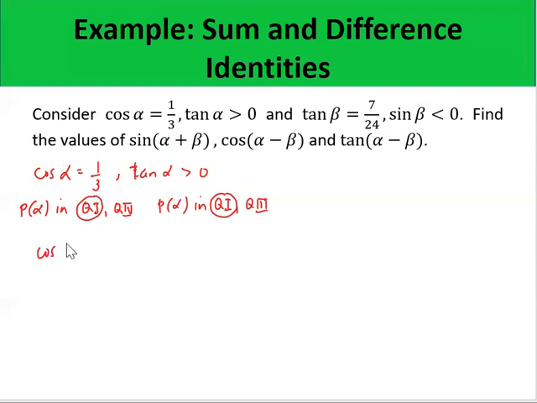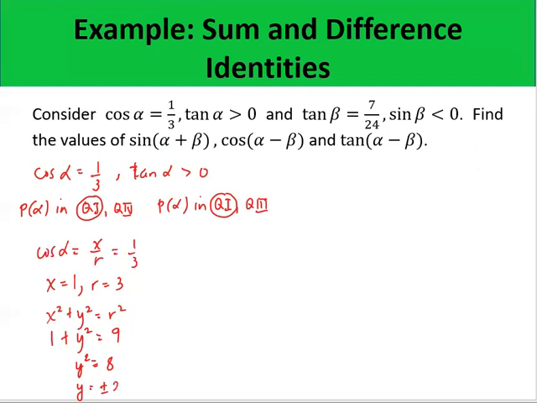Since cosine is defined as x over r, using the circle with equation x squared plus y squared equals r squared, this is equal to 1/3. This means that x is equal to 1 and r is equal to 3. So we have to look for the value of y. Using the equation x squared plus y squared equals r squared, we have 1 squared is 1, and r squared is 9. So y squared is equal to 8. Solving for y, we get y is equal to plus or minus square root of 8, or plus or minus 2 square root of 2. But since the terminal point of alpha is in the first quadrant, we take y to be positive 2 times square root of 2.